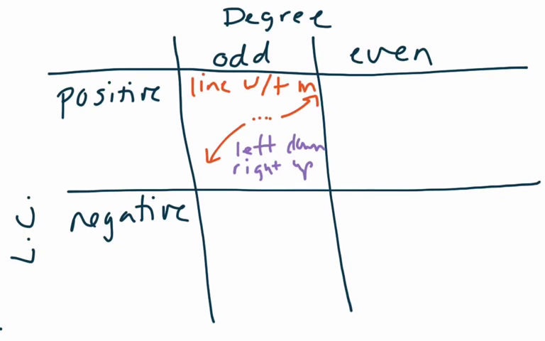Now, for odd degree, remember, we're going to use lines to help us. And odd degree with a negative leading coefficient is like a line with negative slope. And because that's kind of messy, that says line with a W, negative sign, slope.